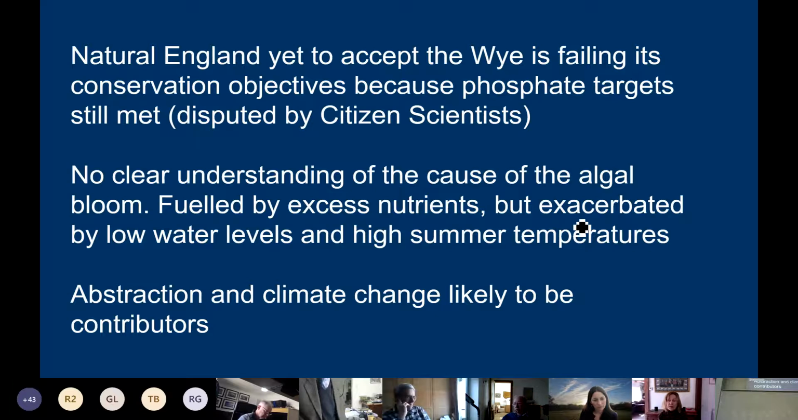But it is fair to say, and I think this was mentioned before, that there's no clear understanding of what the cause of the algal blooms is. We know that they're fuelled by excess nutrients, but what balance of nutrients, we don't know. They will almost certainly have been exacerbated by low water levels in hot summers and high summer temperatures. Abstraction is quite a feature of the Wye. There are quite large quantities of water taken out, both for human consumption and for agriculture. And of course, climate change is probably playing a role as well.